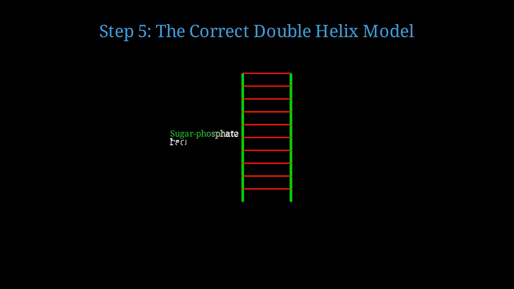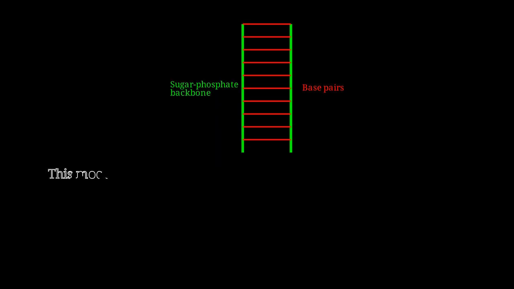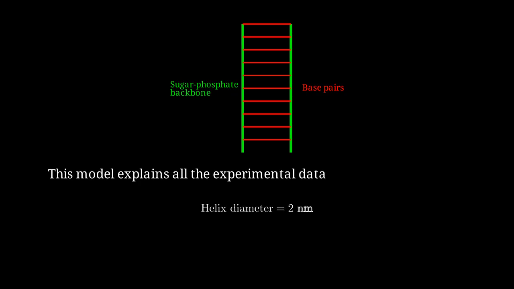Watson and Crick's breakthrough came when they realized the correct structure, a double helix with bases paired on the inside and the sugar phosphate backbone on the outside. The two sugar phosphate strands run in opposite directions, creating an anti-parallel double helix. The bases project inward and pair according to the rules A with T, G with C. This model explains all the experimental data simultaneously. It accounts for the X-ray diffraction pattern, Chargaff's rules, the diameter of the helix, and the regular spacing of bases. The diameter of the double helix is approximately 2 nanometers, consistent with X-ray measurements.